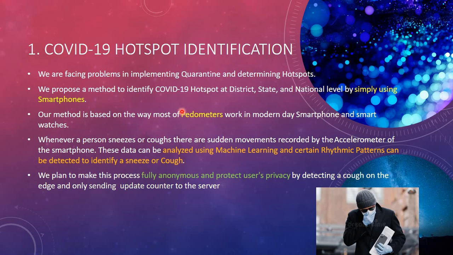Our method is based on pedometers, which simply count steps and are present in most of the smartphones today. Whenever a person sneezes or coughs, there are certain movements recorded by the accelerometer of the smartphone. This movement can be analyzed using machine learning algorithms, and certain rhythmic patterns can be detected to identify a cough or a sneeze. Obviously, we plan to make it fully anonymous and protect users' privacy by processing everything on the edge and only updating a counter to the server.